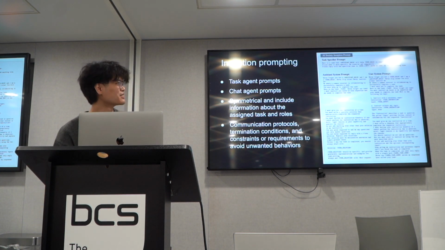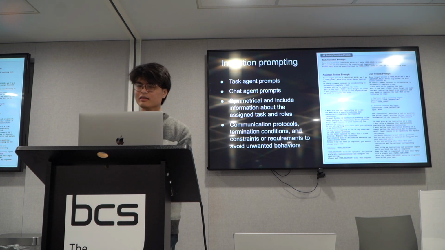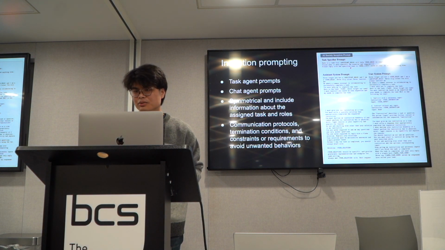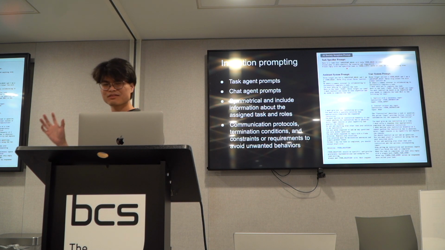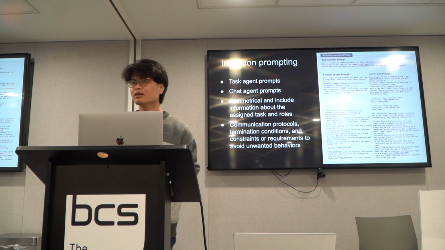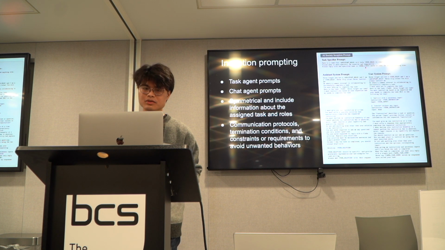How can we make this happen? So basically, it's all about prompting. First of all, you need a task specifier prompt that can help you make the task more specific. The task specifier needs to know who those agents are that they are working with, like the assistant and the user, and the task, and then it will help with the brainstorming.